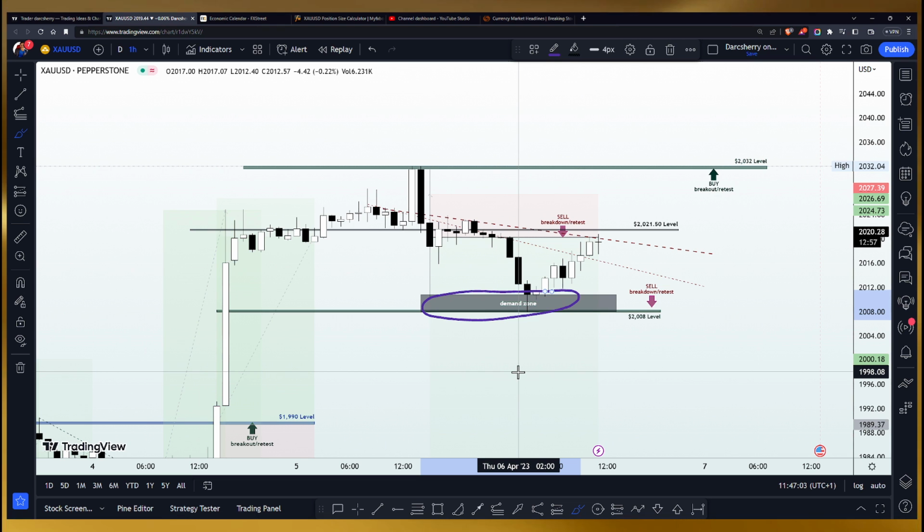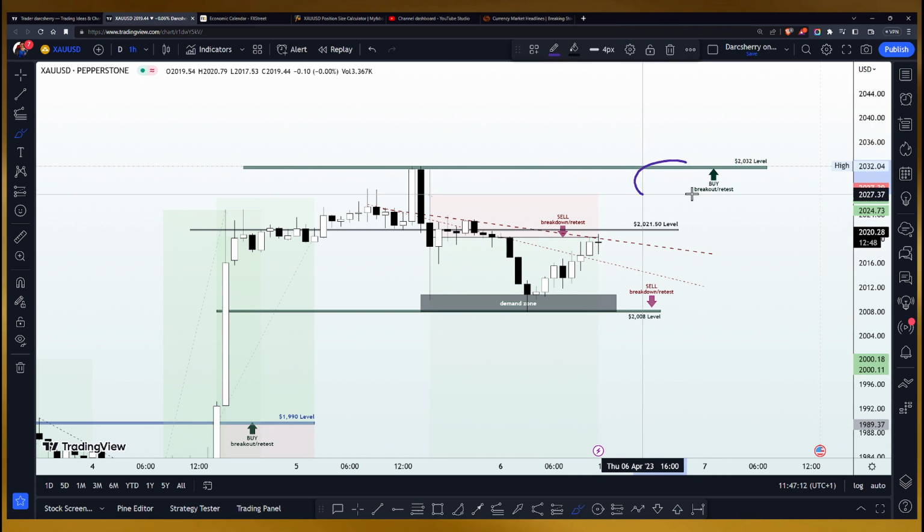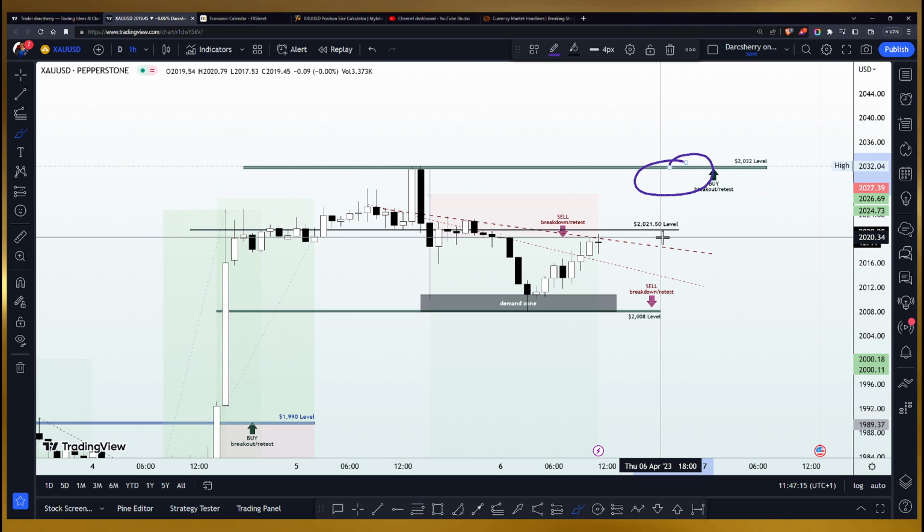So with this kind of scenario here, I'm of the opinion that we might be having a bullish momentum, which will finally lead to the breakout of the $2032 level today, in anticipation of the NFP tomorrow, where probably the dollar might actually gain some momentum. So in the meantime, we shall be focusing on the structure here.